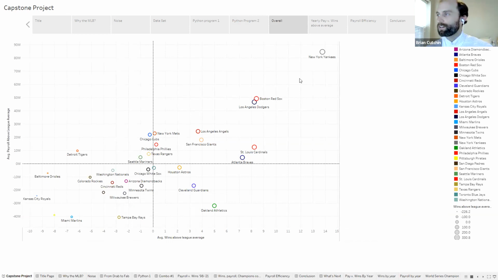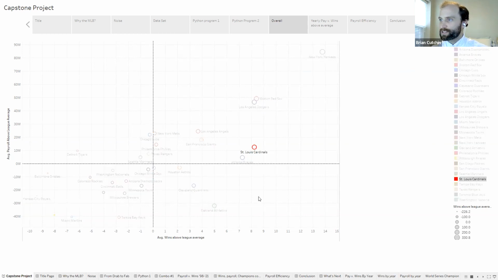So we can see here that the New York Yankees by far are one of the winningest teams, as well as a team that pays crazy amounts of money. They outspend everyone on average by about $85 million a year. And then behind them, we have teams such as the Red Sox and Dodgers, and then our beloved St. Louis Cardinals are right here, so that we can see that they win more games on average than most teams, while spending about $10 million more per season.